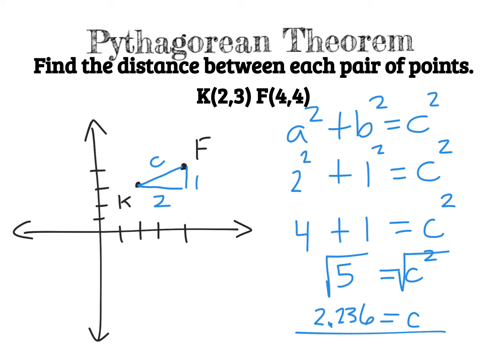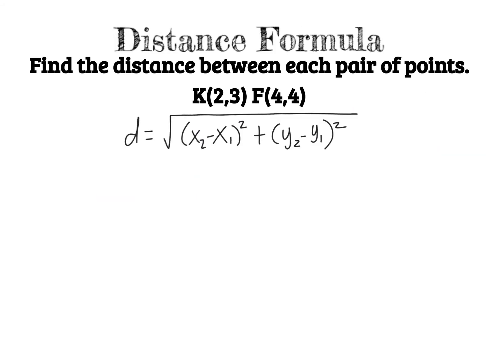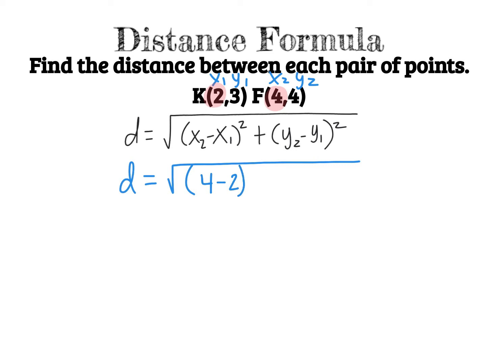Now, if looking at the picture and counting and drawing the picture is too much, then let's try the distance formula. The exact same problem. We know our answer is going to be 2.236, but now we're going to do it a different method. I'm going to start by labeling my points as x1, y1, x2, y2. Once I label them, I substitute them into my formula. So I have d equals the square root of x2, which I'll put in red, x2 minus x1. So I have 4 minus 2. Plus, let's use another color, y2 minus y1, 4 minus 3.